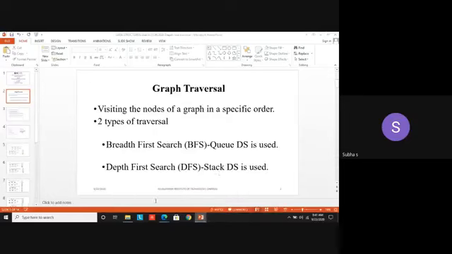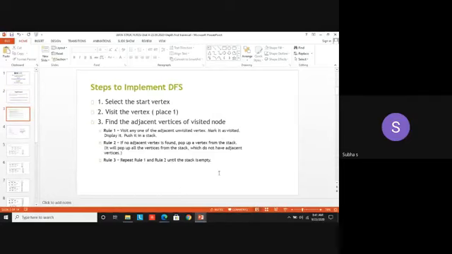Now we move on to depth first search. Another important technique, and both techniques are used in many applications. So in DFS, as told earlier, we are using the stack data structure. These are the steps used to implement depth first search. First, select the start vertex. Then visit the vertex. That means you are making that unvisited node visited. So mark it as 1.